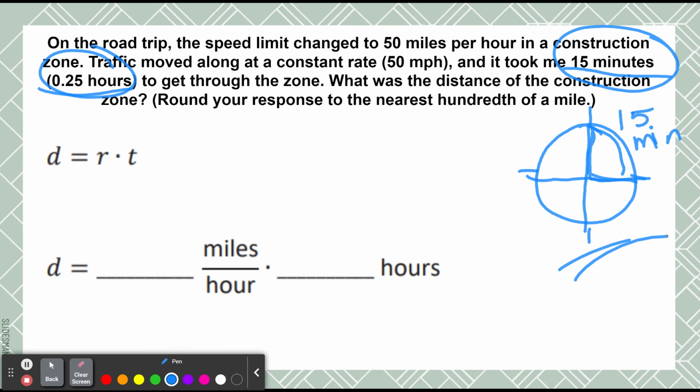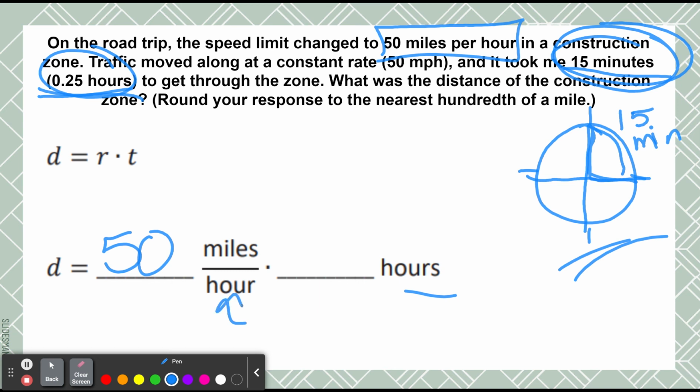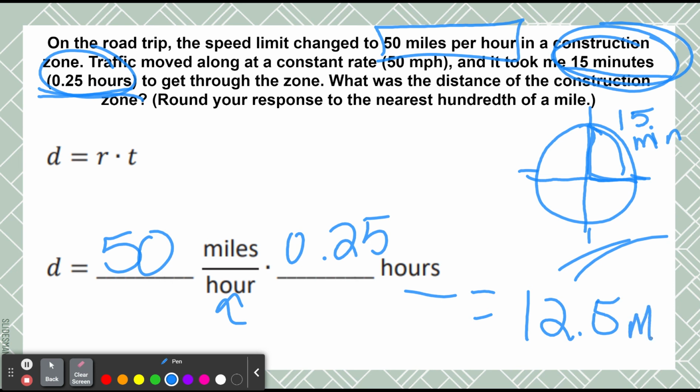So our distance is our rate times our time. We know the rate is 50 miles per hour. And we know the time is 0.25 hours. I did not use the minutes. I went with the 0.25 hours because that's what the label is indicating. Plus, we want to keep that consistent with what we had over here. If you type that in your calculator, you know that 50 times 0.25 is 12.5, which means the distance of the construction zone is 12.5 miles.